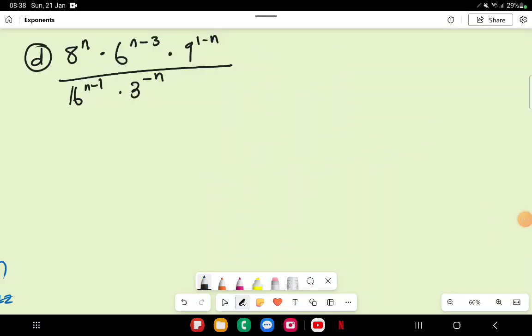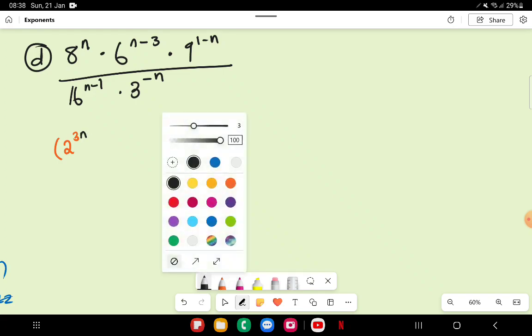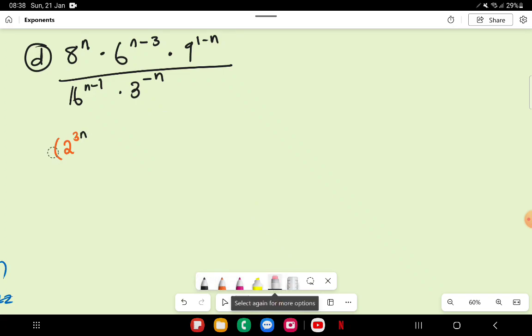Okay, D is on the board. The first thing that we're going to do is change to prime bases, right? So we're going to say that this is equal to 2 cubed to the power of n. So we don't need a bracket there. Actually, yeah, okay.